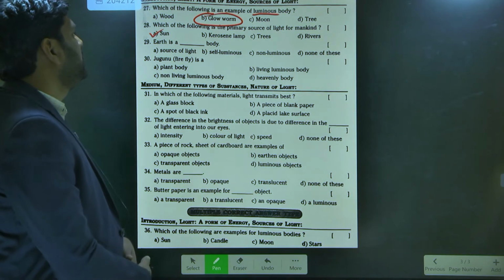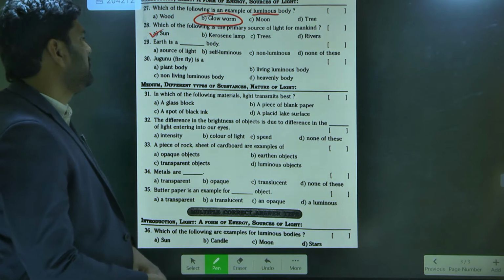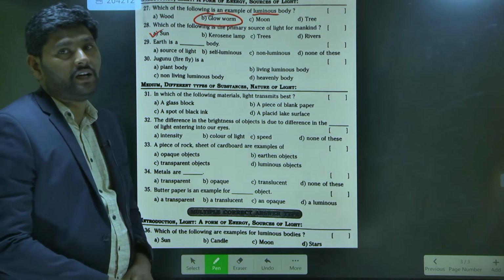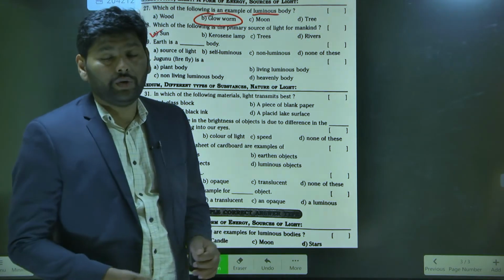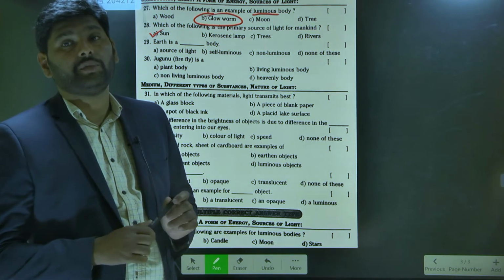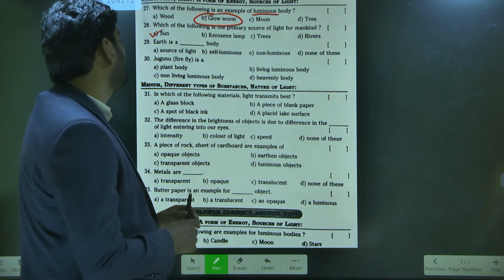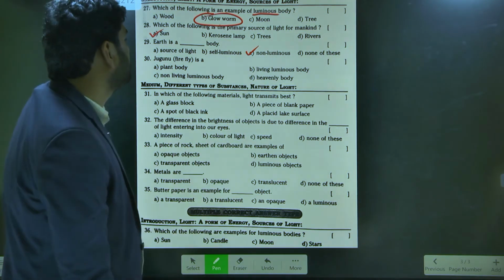Next, Earth is what kind of body? Earth is not a star, and it is not emitting light rays. It is only reflecting the light rays coming from the sun. So Earth is what kind of body? It is a non-luminous body. So option C is the right answer.